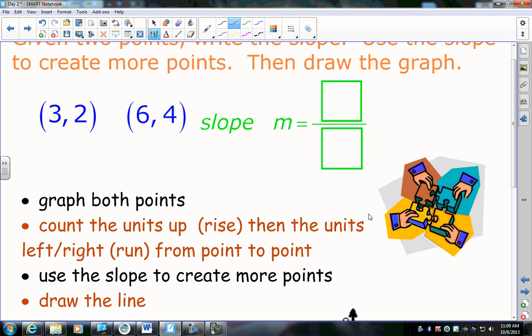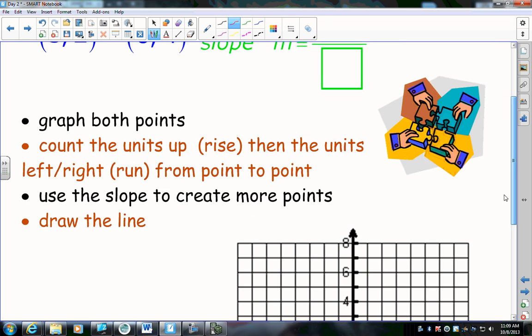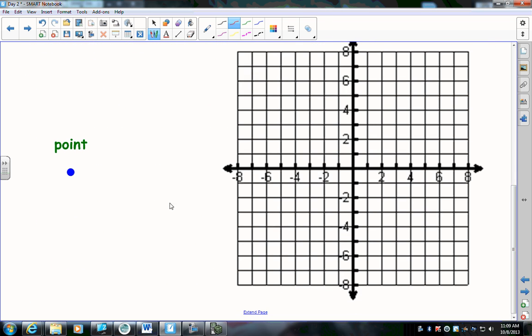Okay, so this next one, let's plot these 2 points. I have 3, 2. So let's go over 3 and up 2, and I put a dot. Okay, so we plotted 3, 2. The next point we have is 6, 4. So I'm going to go over to 6 and up to 4.